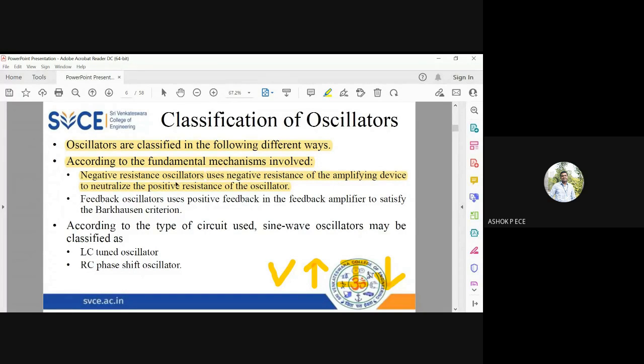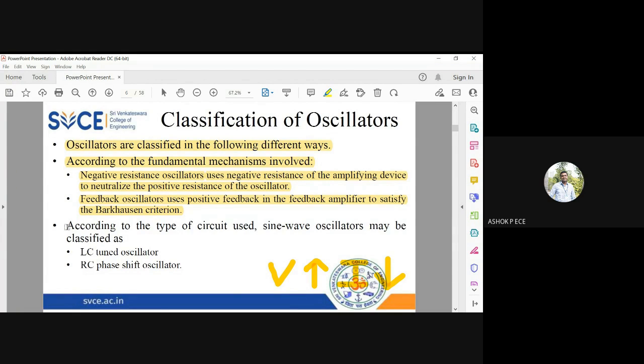And second one, positive feedback. So when you add a feedback signal which is in phase with your incoming signal, that is positive feedback, which will make your gain increase till infinity, thereby making your amplifier unstable and it starts oscillating. So two predominant mechanisms for generating oscillations: one is negative resistance and second one is positive feedback.